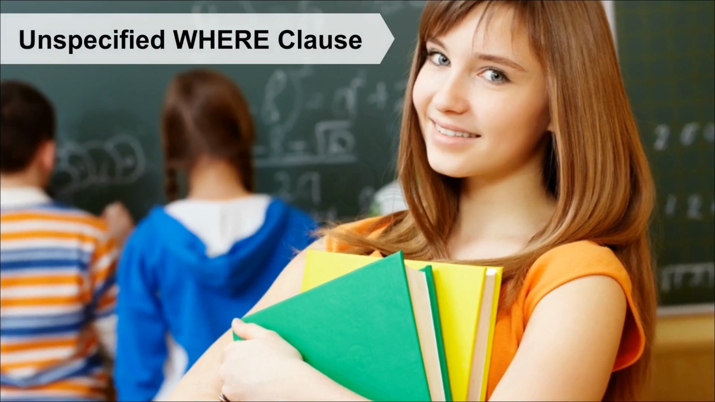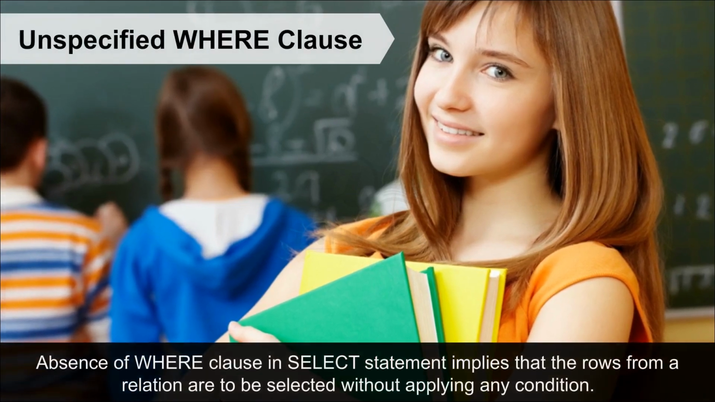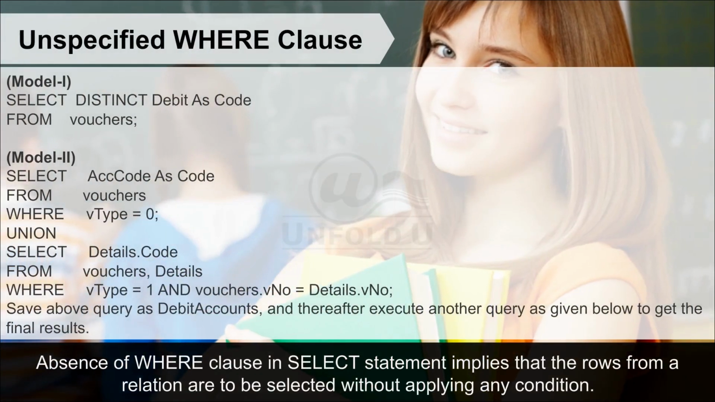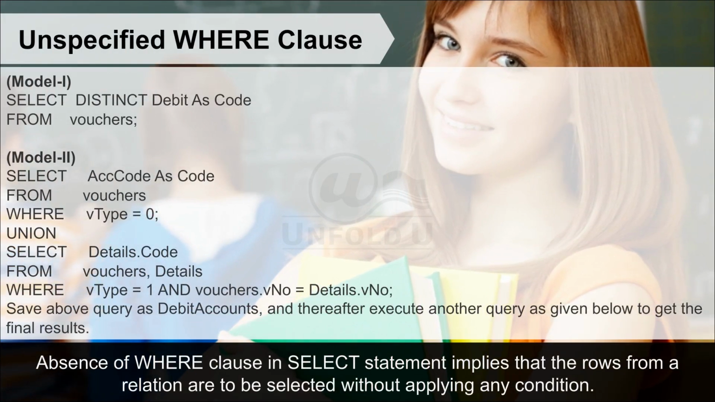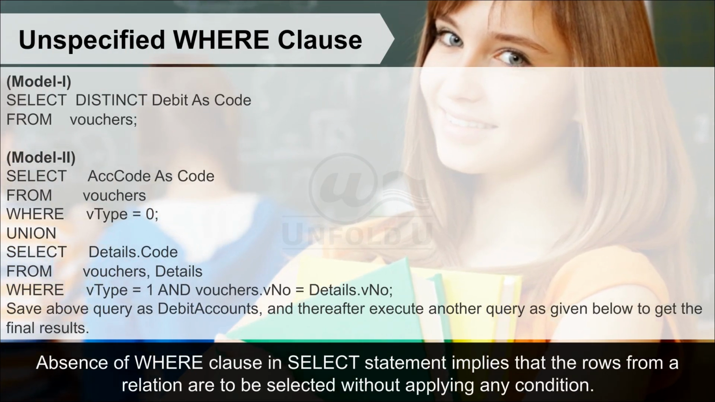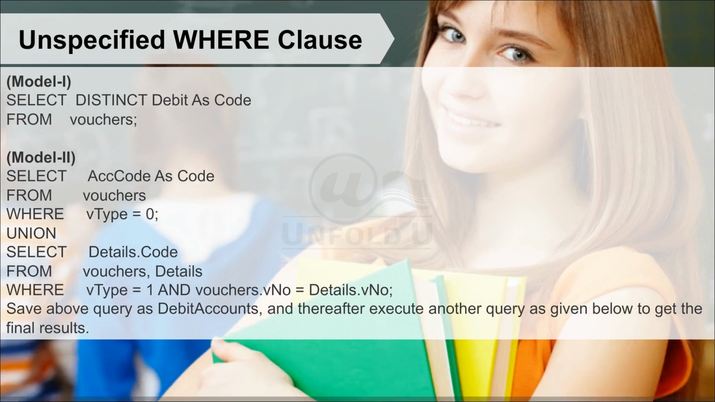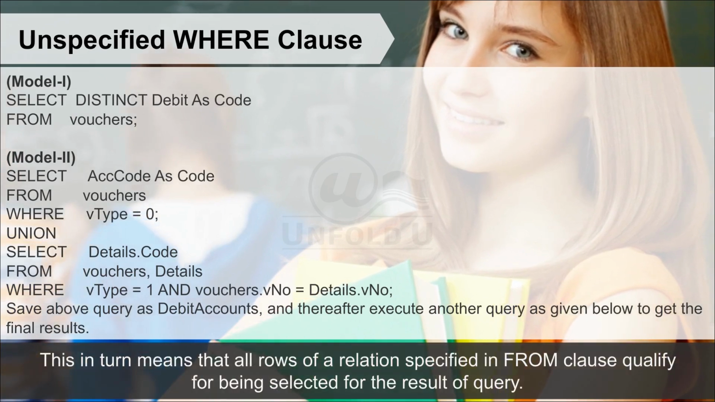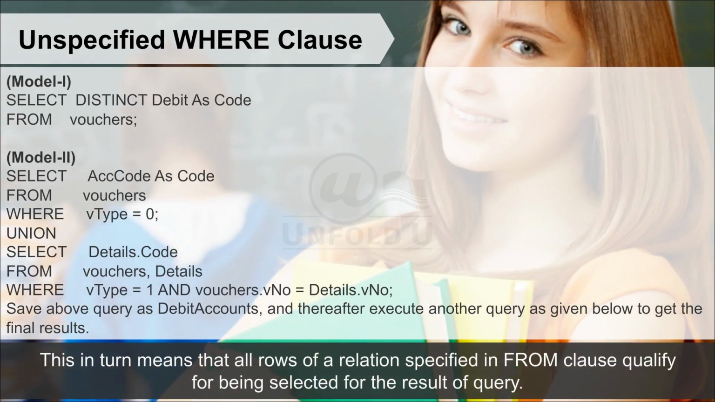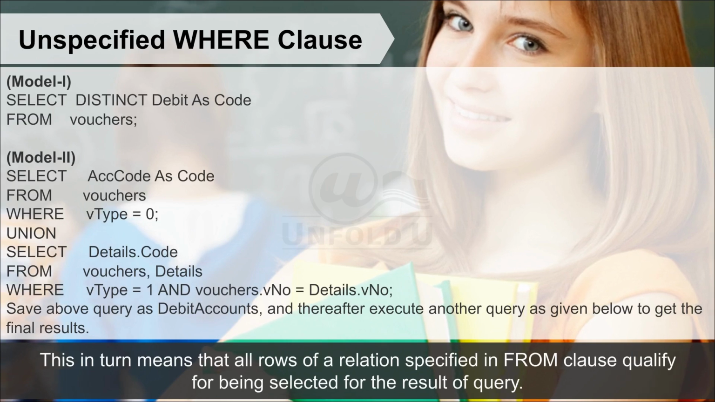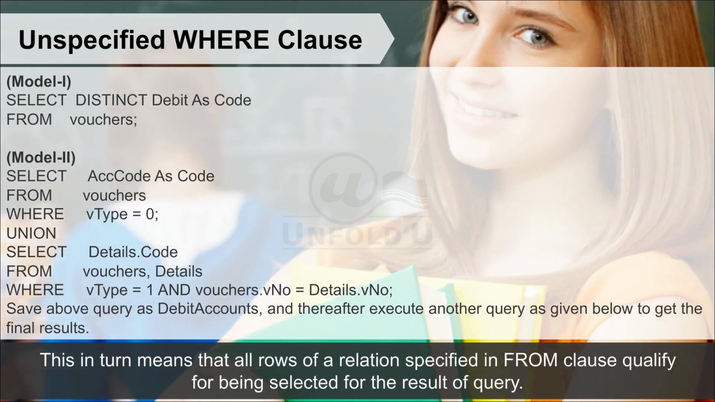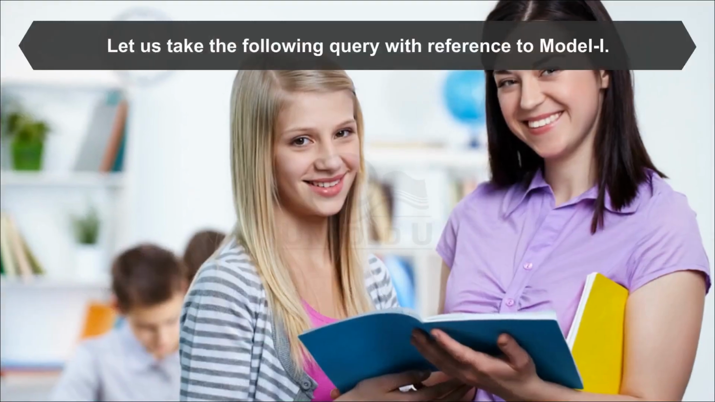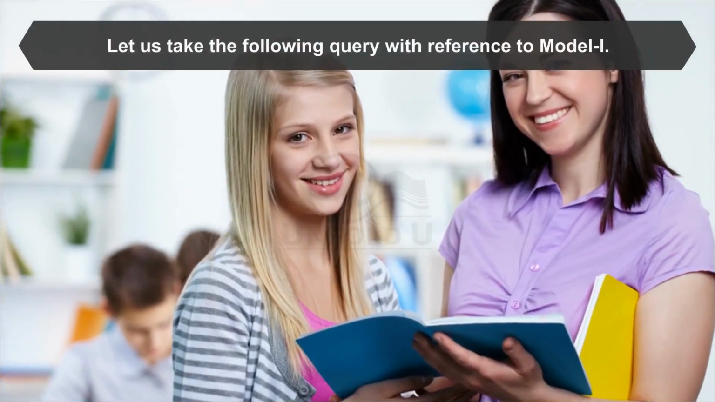Unspecified where clause. Absence of a where clause in a select statement implies that the rows from a relation are to be selected without applying any condition. This in turn means that all rows of a relation specified in the from clause qualify for being selected for the result of the query. Let us take the following queries with reference to Model 1.